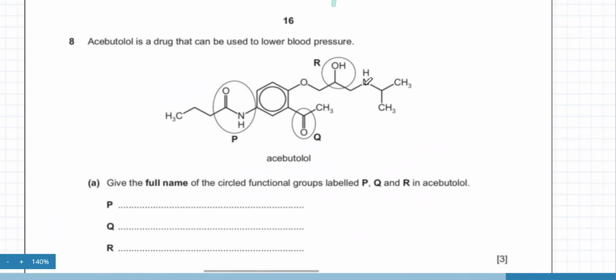Now this one, there's a molecule of this and he's saying give the full name of the circled functional groups labeled P, Q and R. So let's do it here. This is an amide. Double bond O with N, that's an amide. What is this one, who will tell me? Ketone or ester? That's a ketone. And tell me its full name. What's this? The full name of this. Who will tell the full name of R?